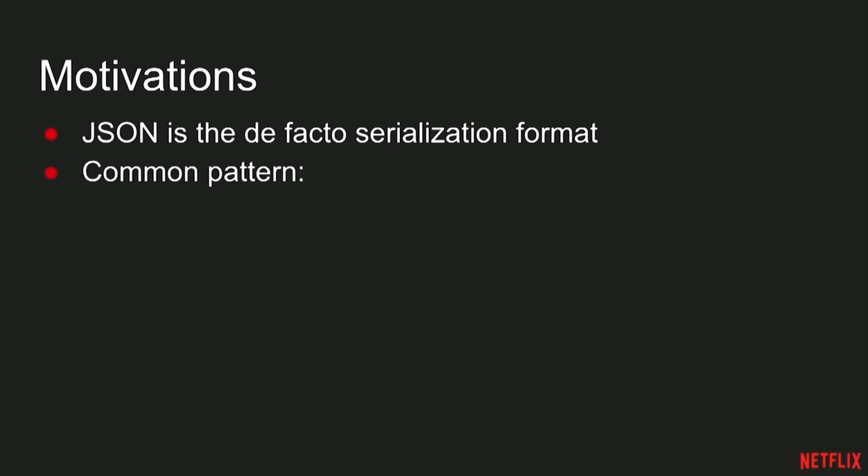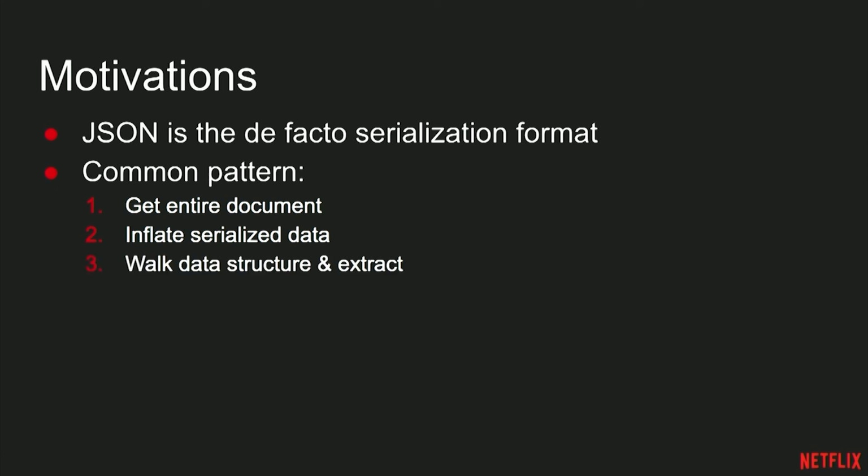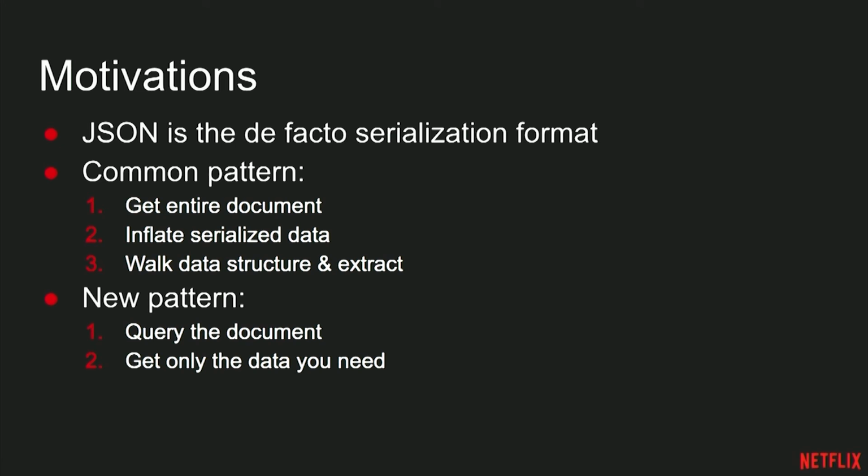There's a common pattern when you're getting a document from a service somewhere else, or maybe from a cache or what have you, where you'll get the entire thing. You inflate the serialized data maybe into a POJO or a Go struct or what have you, and then you walk the data structure and get the pieces that you actually wanted out of that document. The new pattern, and this isn't groundbreaking, there are other systems that have done this before, is to query the document, get just the data that you need, and you still need to inflate it into something, but generally, the pattern ends up being such that it's beneficial to get just the data that you need, and it ends up being more efficient.